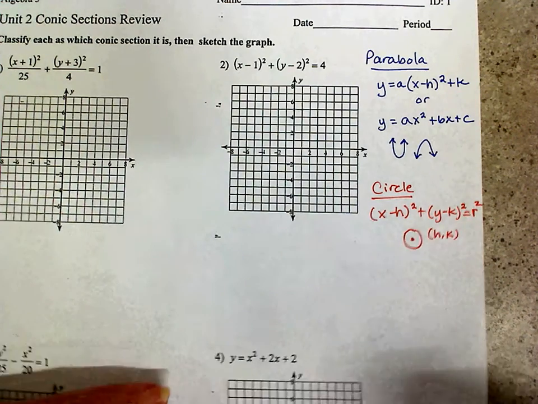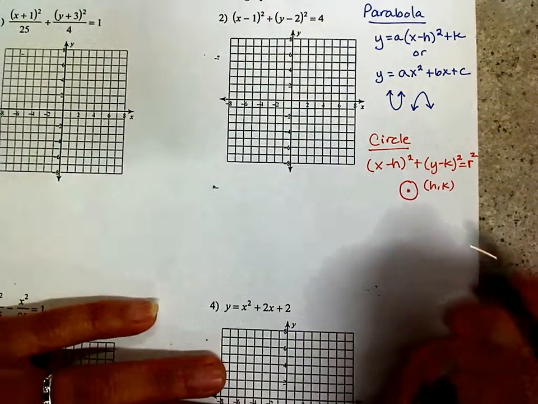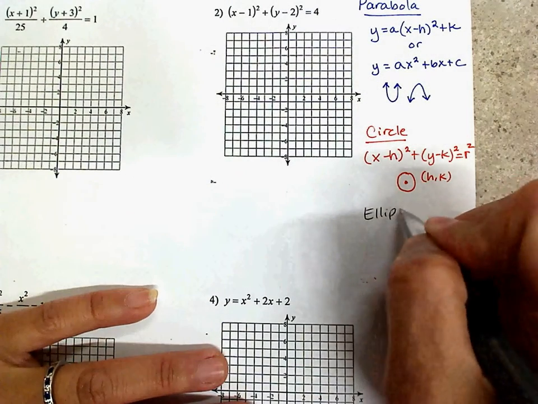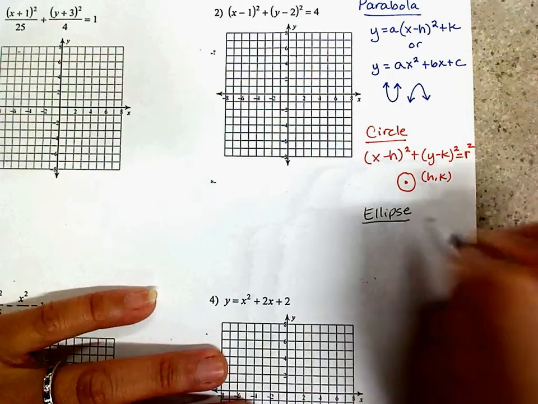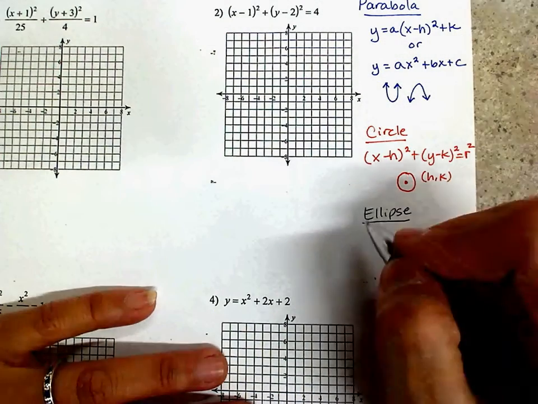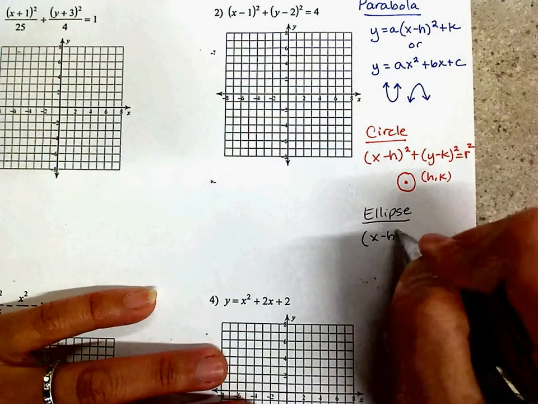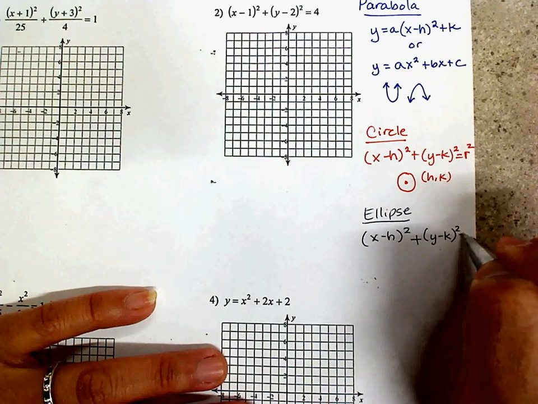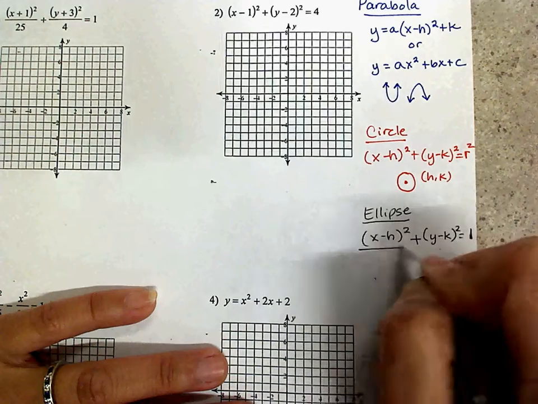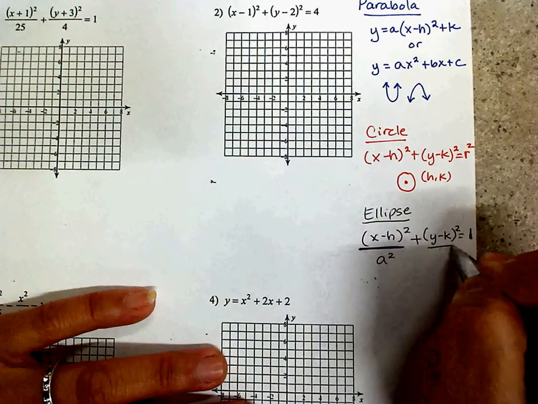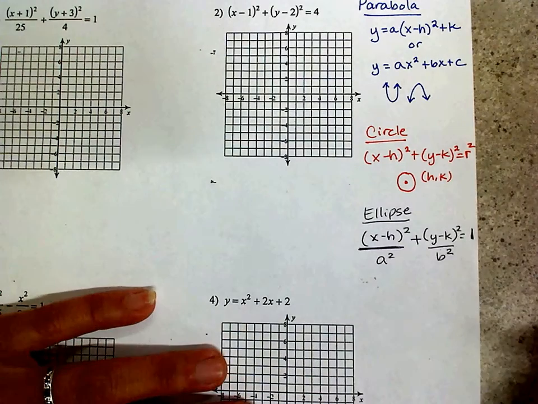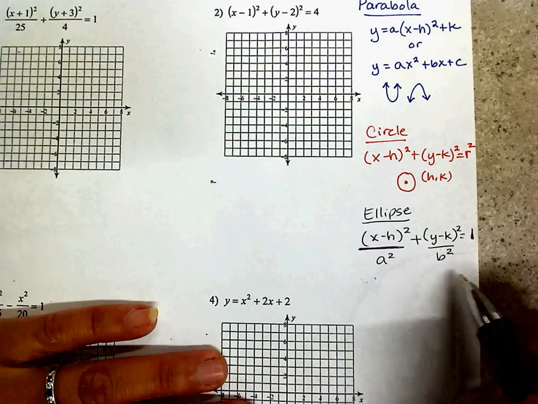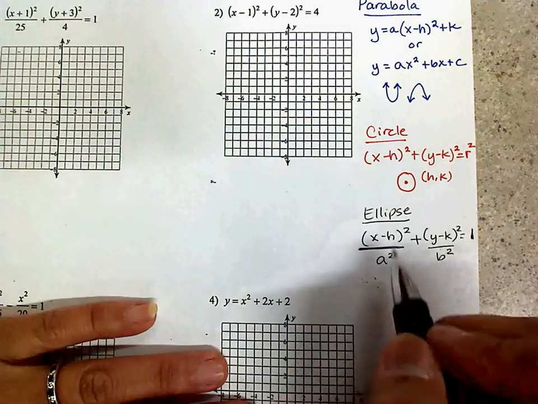Your ellipses, okay? Let's do the ellipse next. It looks very much like a circle, except it's been compressed or stretched. So you basically use the same formula. However, it's equal to 1, and you have to have an a squared and a b squared as your denominator. That causes it to stretch or compress. That's what that a and b is.